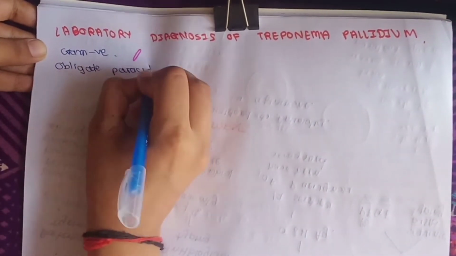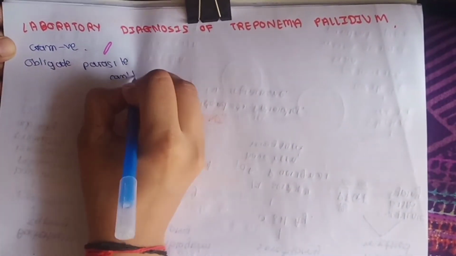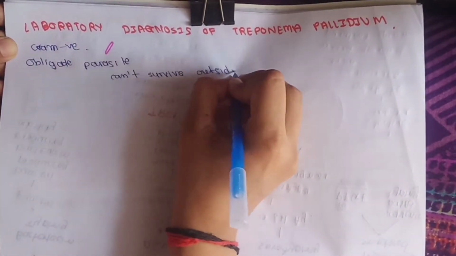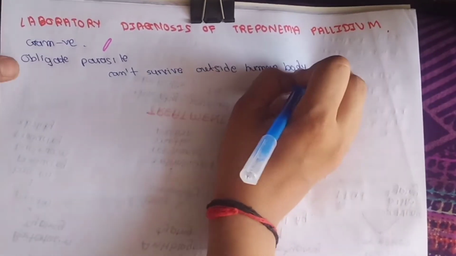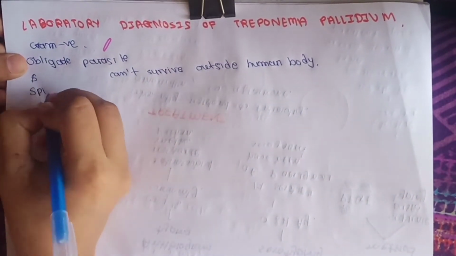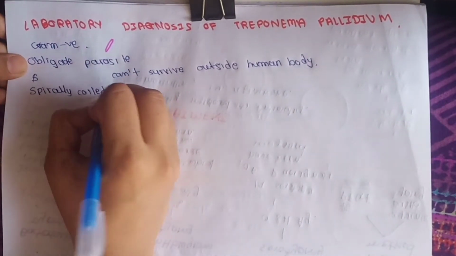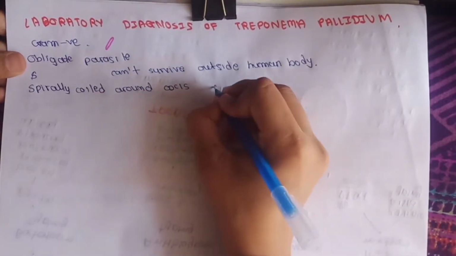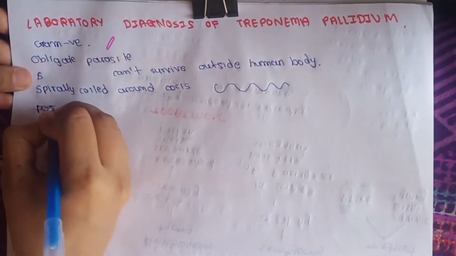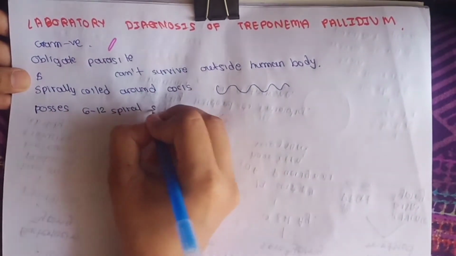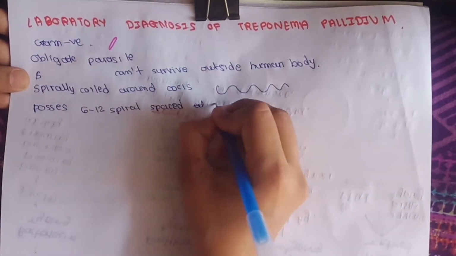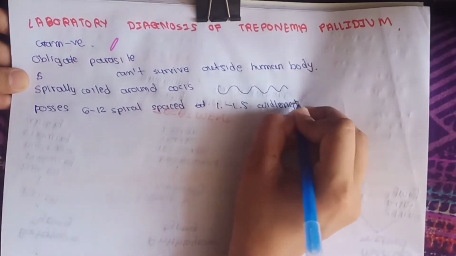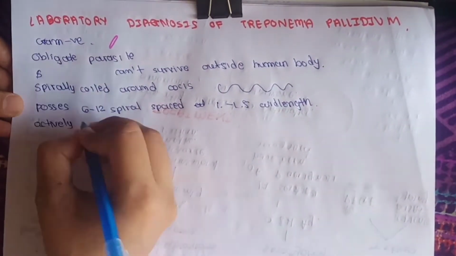Hello everyone. Treponema pallidum is a gram-negative bacteria. It is pink in color. It is an obligate parasite, cannot survive outside the cell, specifically cannot survive outside the human body. It is spirally coiled around the axis. So it will look like this, spirally coiled. It possesses 6 to 12 spirals spaced at an interval of 1 to 1.5 micrometer of wavelength.